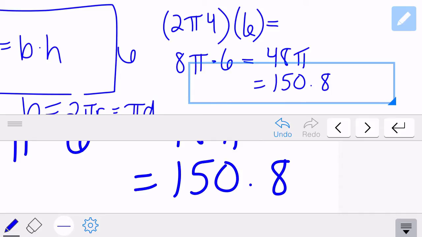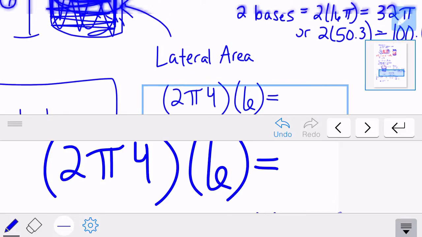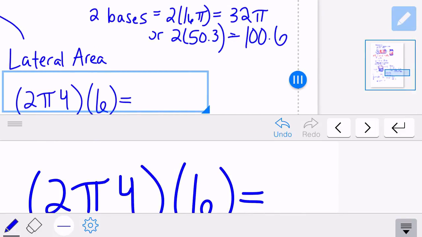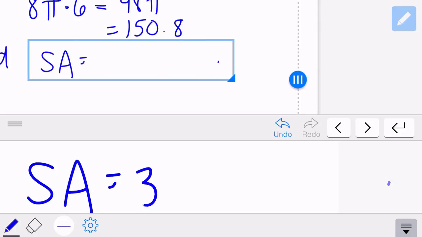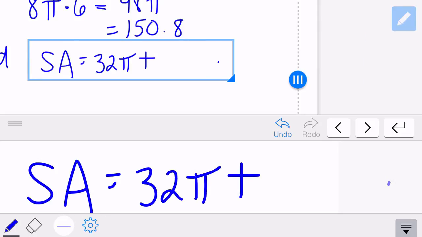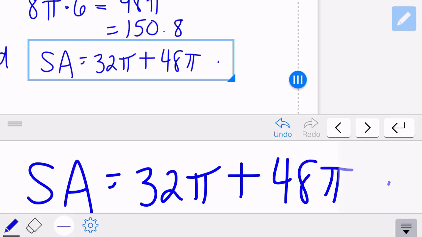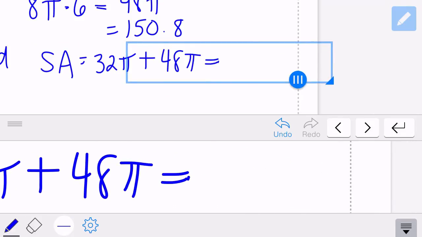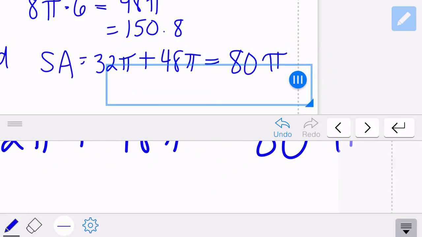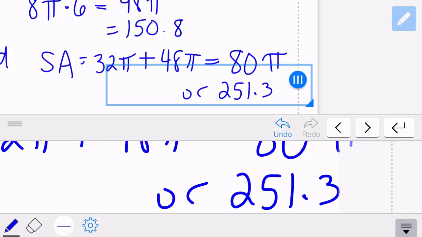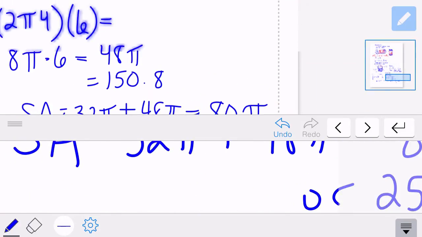So then for our total surface area, we need to just add everything all together. So our two bases was 32 pi and our lateral area is 48 pi. Add those together, 32 plus 48 is going to give us 80. So 80 pi. Or if we did that as a decimal, about 251.3. Okay, so you should get something relatively close if you were using the decimals.